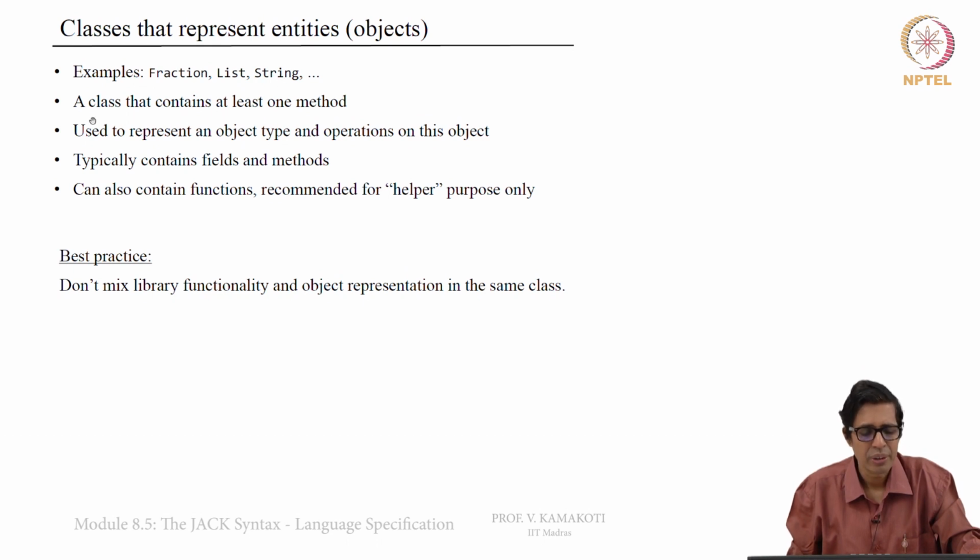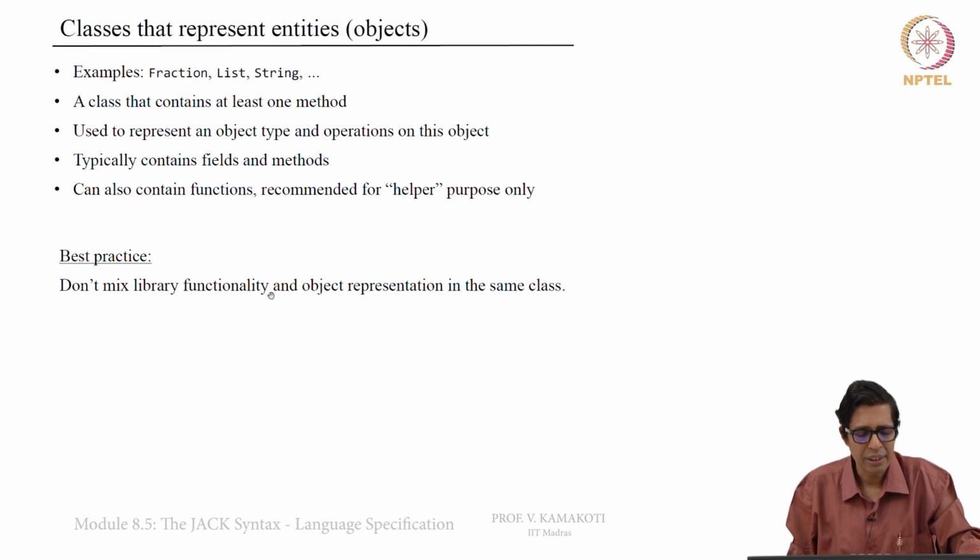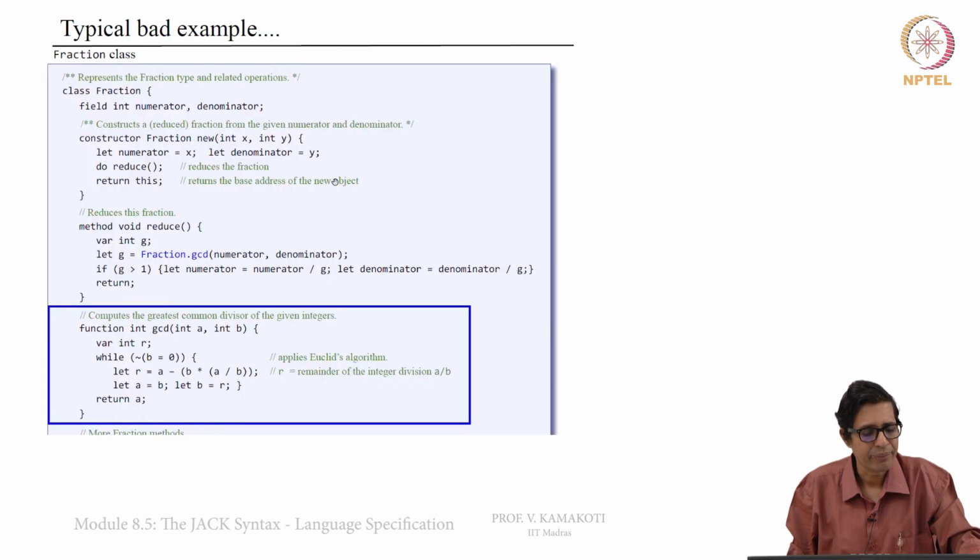Then we have fraction, list, string. These are all classes that will have at least one method and are used to represent an object type and its operations. They can also contain functions, recommended for helper purposes only. So we have seen this fraction, this string, etc. We should not mix this library functionality and object representation in the same class. So this is different and this is different. This is object representation.